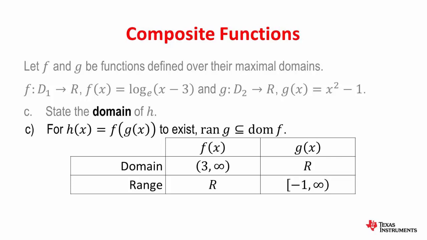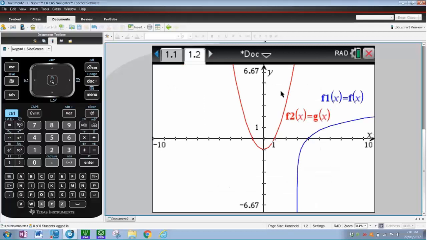What we need now is the range of g of x. Remember, g of x is the parabola. We need the range of g of x to be a subset of or equal to the domain of the log graph, which is the blue graph here. In order for the range of the parabola to be within the domain of the log graph, we need to understand that the log graph's domain is from 3 to infinity.